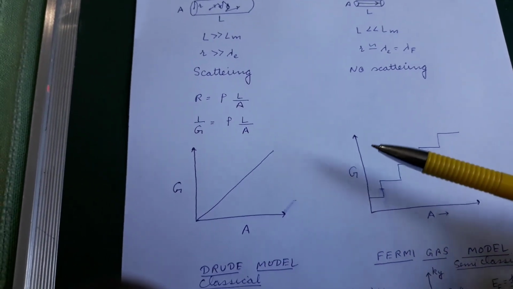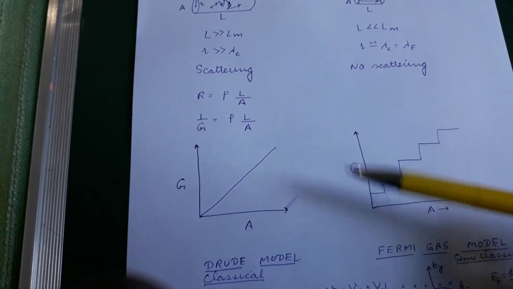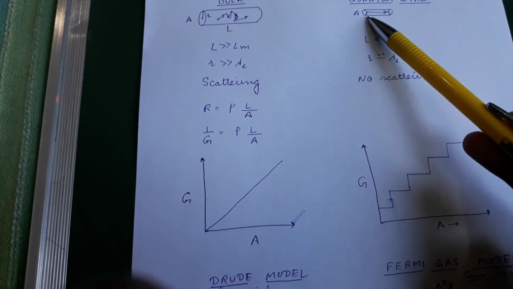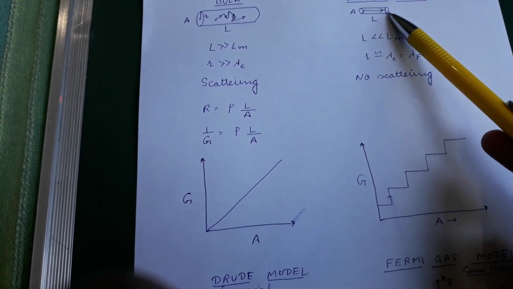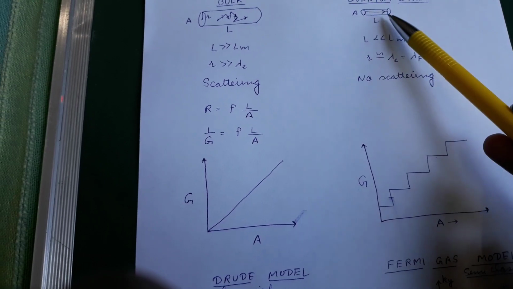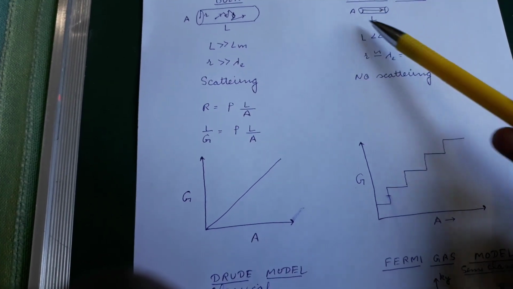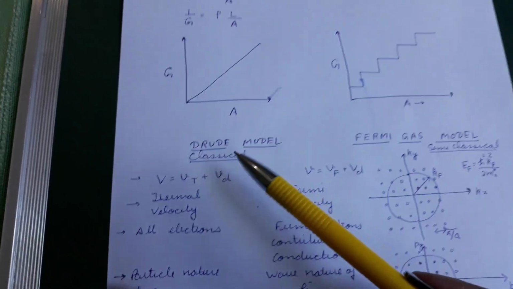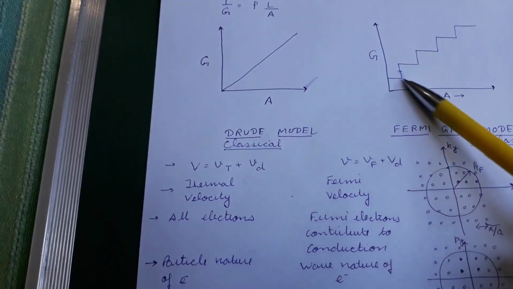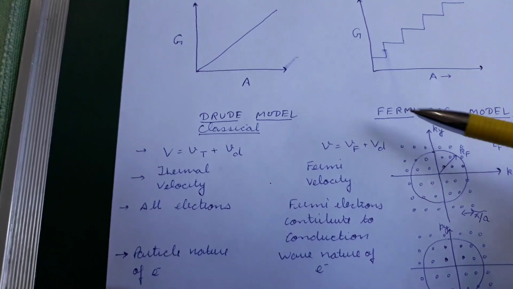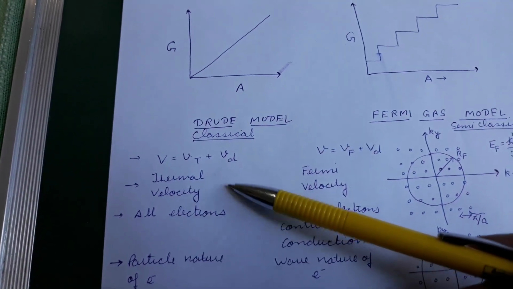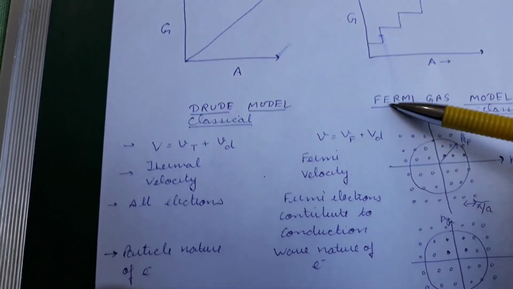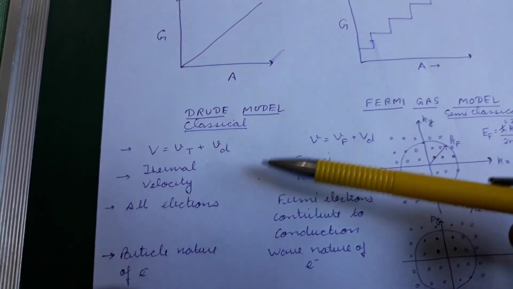And we call it ballistic because it moves without scattering. The electron will move from source to drain without any scattering, and that is why it is ballistic transport. In order to explain this phenomenon, we will not be able to do it with Drude's model. We'll have to use the Fermi gas model for the conduction of the electron.